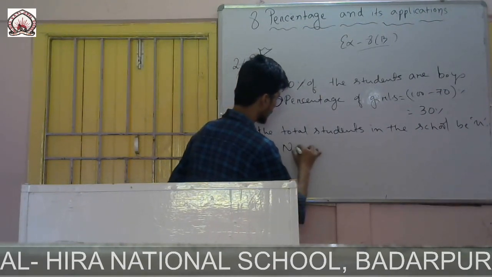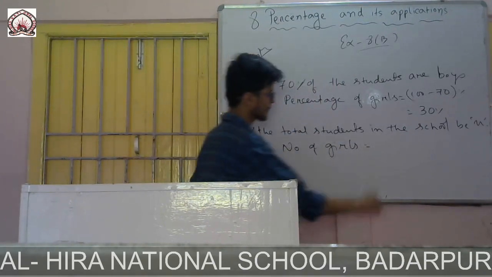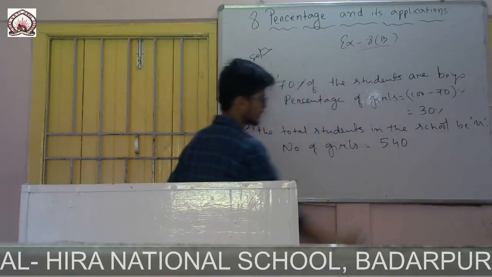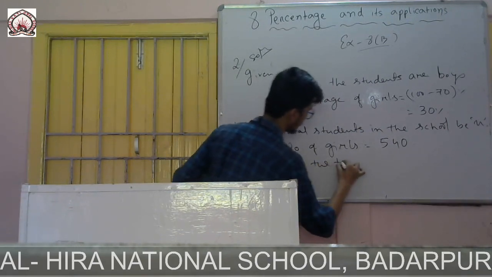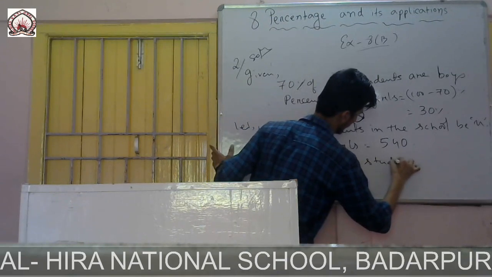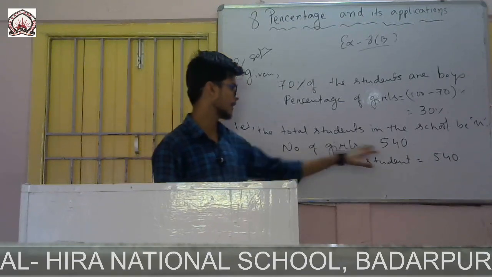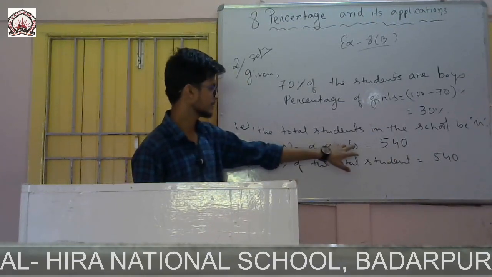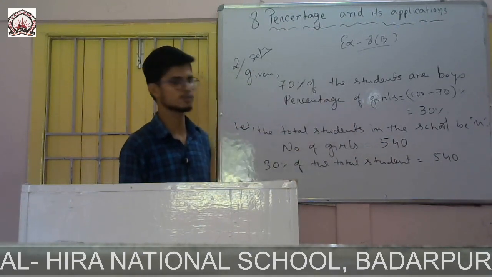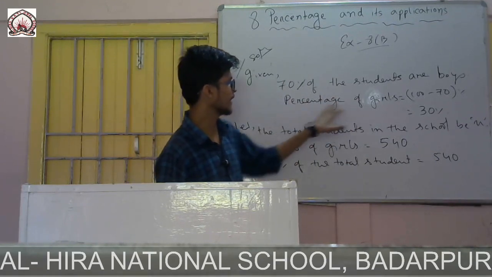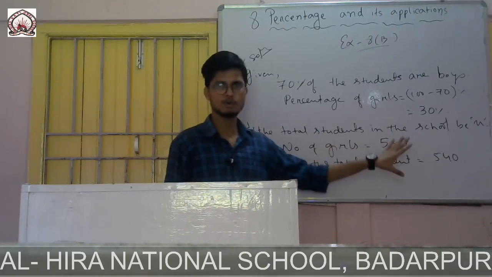Since the number of girls is given as 540, that means 30% of the total students, this number 540, is 30% of the total students. Here we find that the percentage of girls is 30%. So this number is 30% of the total students.